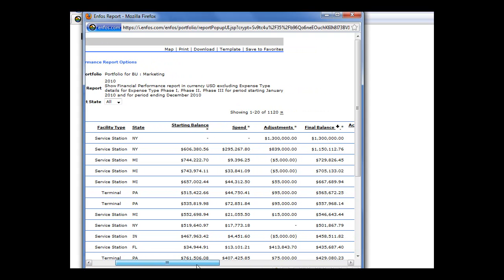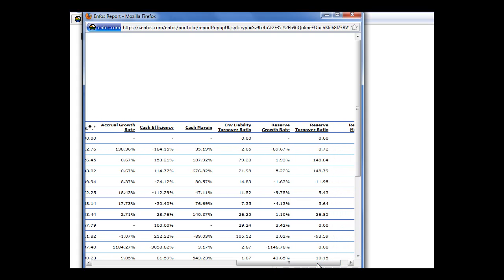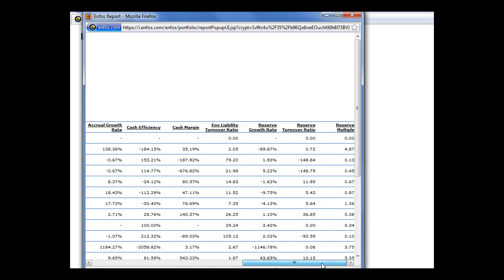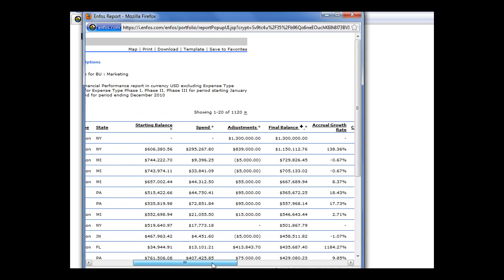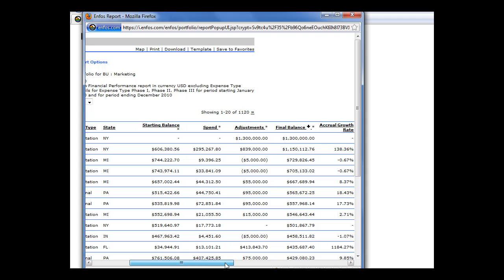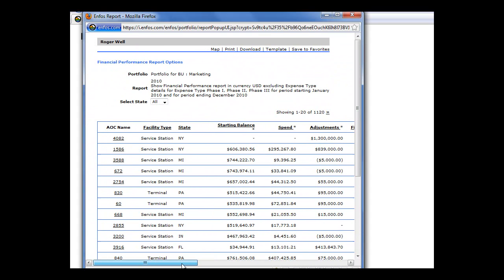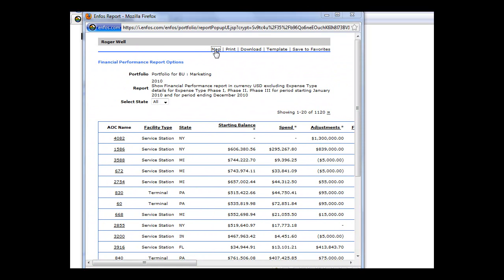In this example, we have over 1,100 remediation projects summarized with financial information and financial ratios for performance management. For each site, we have a starting balance, the spend during the period, the adjustments made during the period, and the final reserve balance for 2010. This happens to be sorted from high to low so that the user can quickly see the sites or projects with the highest reserve balances.